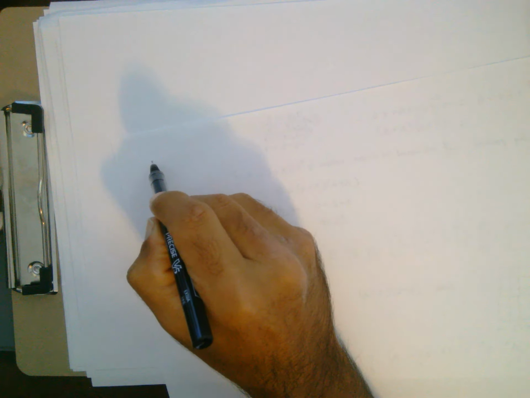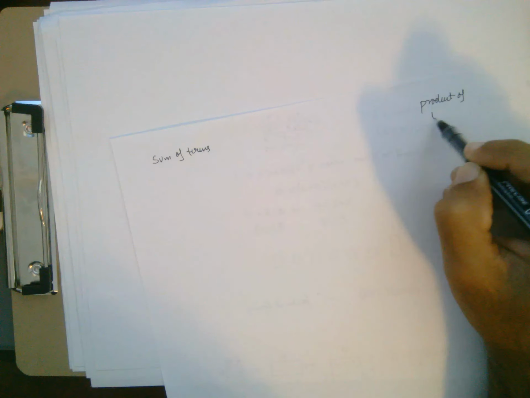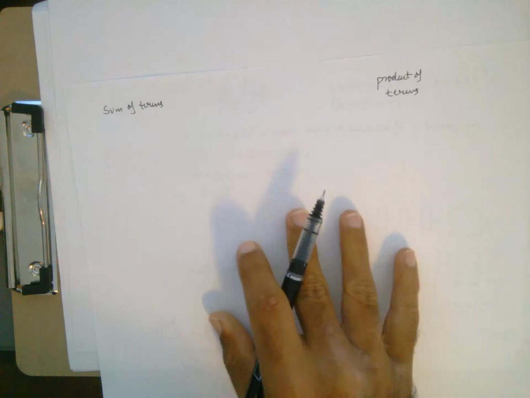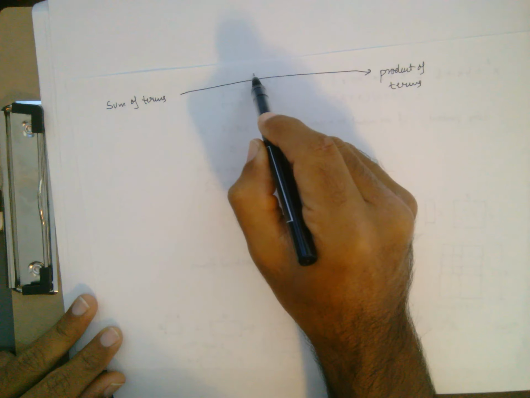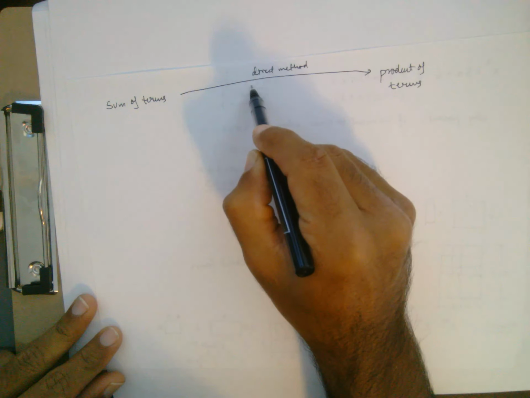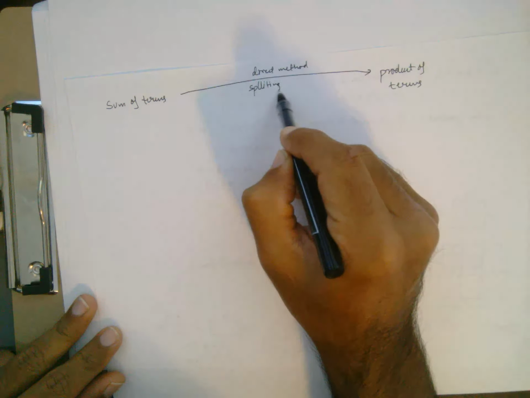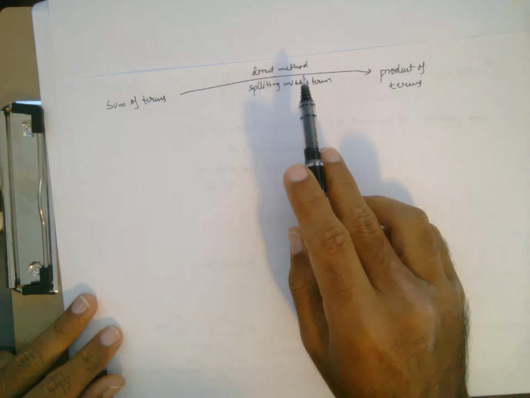Alright, so let's list down our goals. What is our goal? Is to get from sum of terms to product of terms. That's the transformation we're trying to achieve. We saw one method of going directly from here to here, the direct method, which is splitting the middle term. We're going to look at an indirect method because this does not work for all examples.